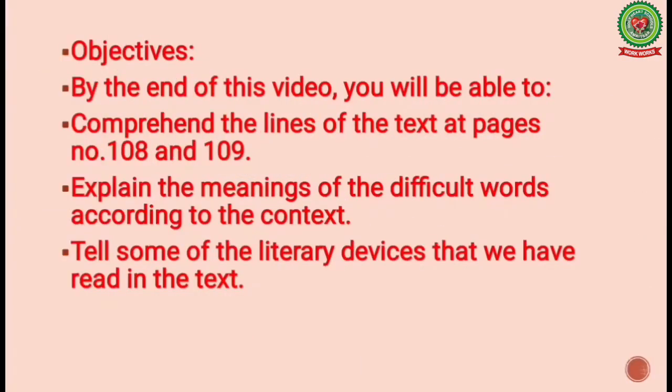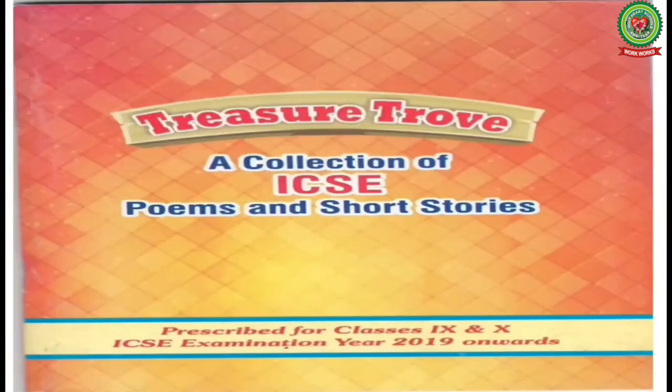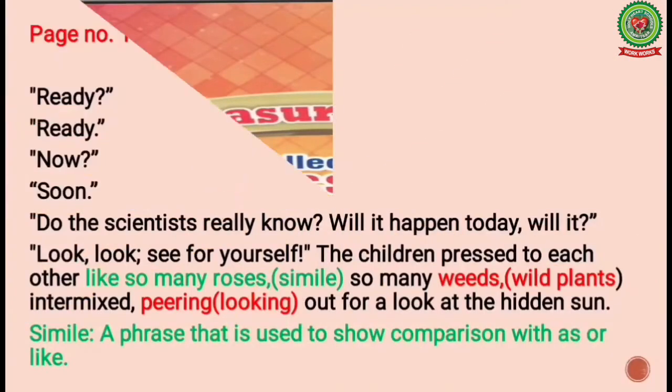Let's discuss objectives. By the end of this video, children, you will be able to comprehend the lines of the text at pages number 108 and 109. Also, you will be able to explain the meanings of the difficult words according to the context. Along with that, you will be able to tell some of the literary devices that we have read in the text. Now children, open your treasure trove, a collection of ICSE poems and short stories book at page number 108.